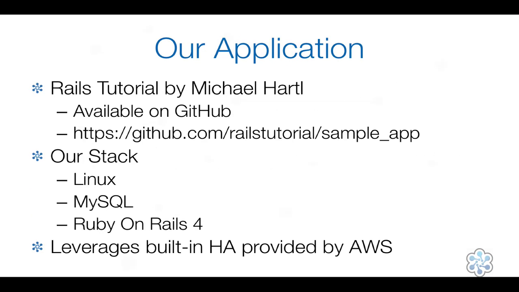Our application will be the sample from a great book called Rails Tutorial by Michael Hartl. It is a simple Twitter-like application built in Ruby on Rails 4. It runs in a Linux environment using MySQL as its data store. Without tweaking the application, we will leverage the built-in power of AWS to create a highly available system. Our architecture will look like this.